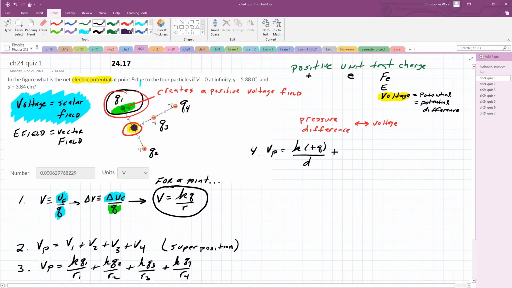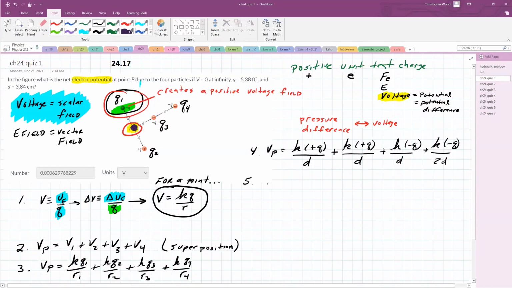Here's the voltage due to charge 2, which is also the same thing. So it's K times the magnitude and sign of the charge. What's the distance between Probert and Q2? That's also D. Then on to 3. 3 is going to be K times negative Q, and the distance between Q3 and Probert is D. And last but not least, Q4. Q4 is also a negative Q, but the distance between Probert and Q4 is 2D.